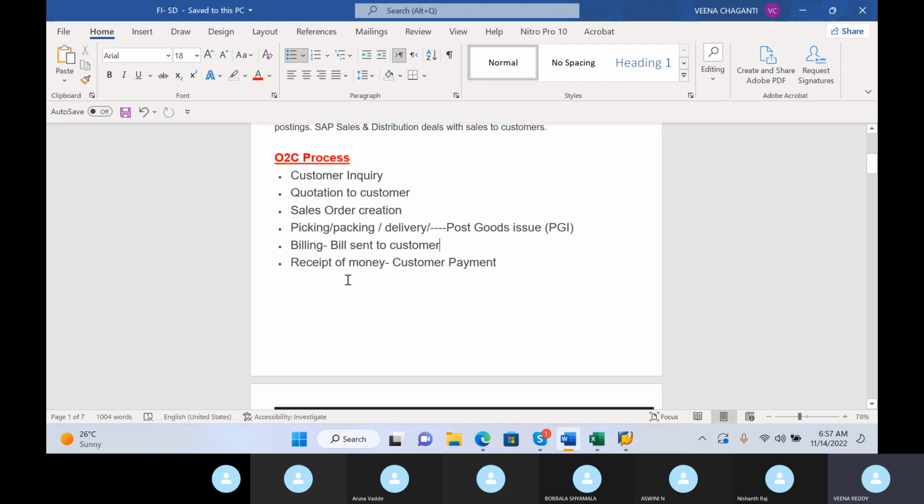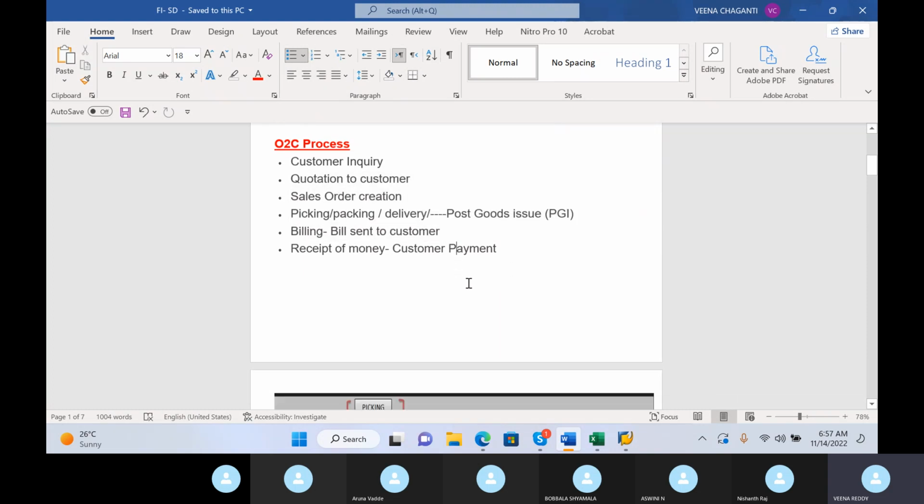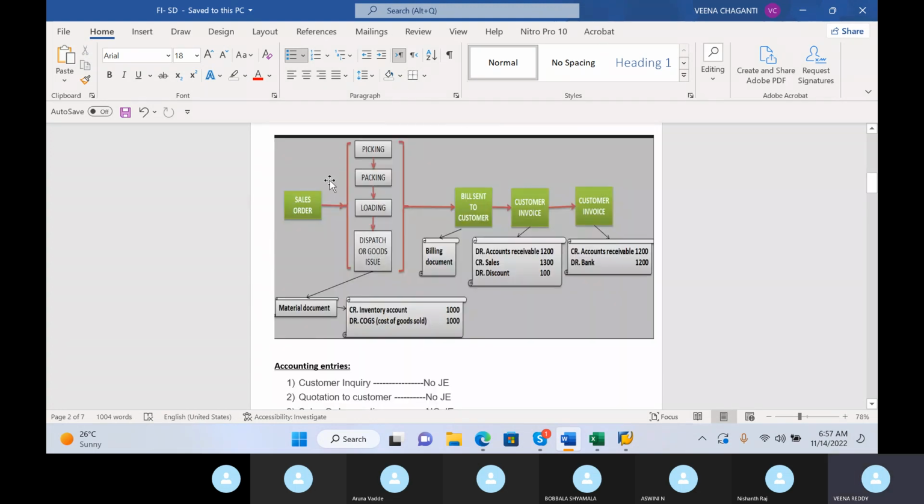Okay. After that, we'll receive the money from the customer. This is the general process. Look here, sales order. Before the sales order, the people from the warehouse will pick, pack, and load the goods. This will happen in the warehouse department, and they will dispatch the goods and send them to the customer. This is the PGI process, post goods issue.